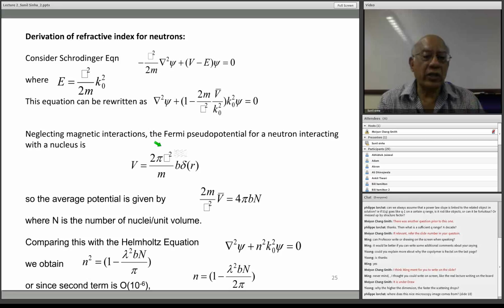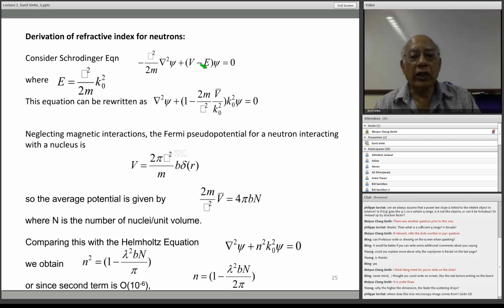For X-rays, it's just the same as in optics, but in the case of neutrons, you have to consider the Schrodinger equation. By the way, this symbol here is meant to be h bar. It didn't translate properly in Adobe PowerPoint, but whenever you see this little box, it means h bar. So here's the Schrodinger equation, and this is the potential that the neutron sees in the solid.